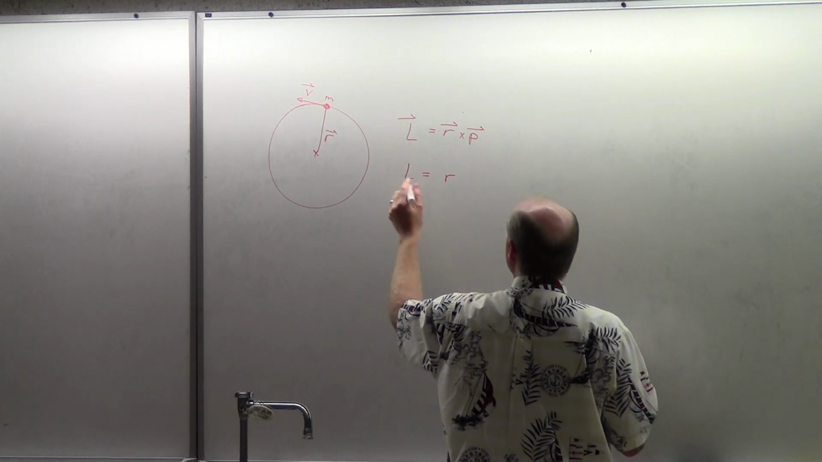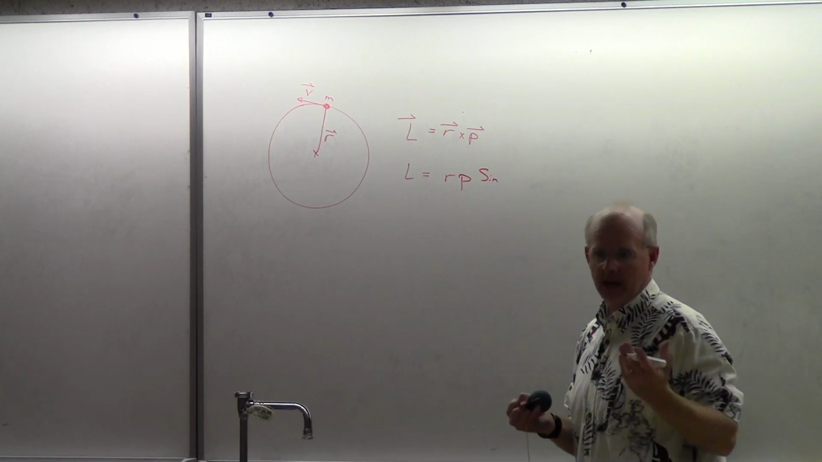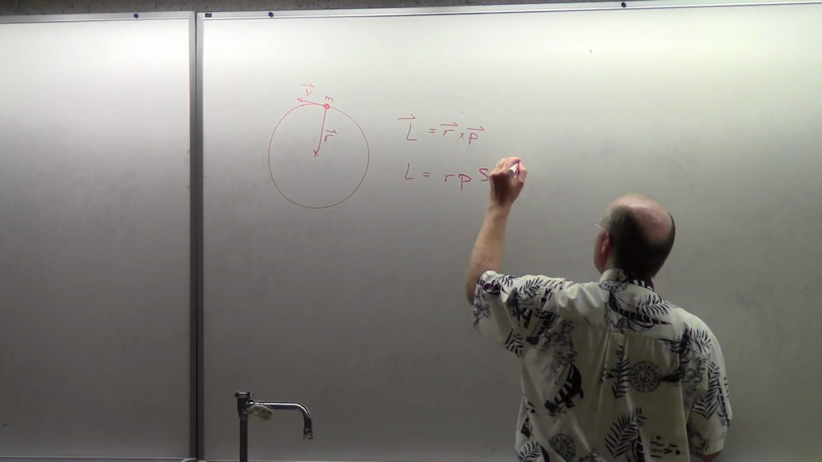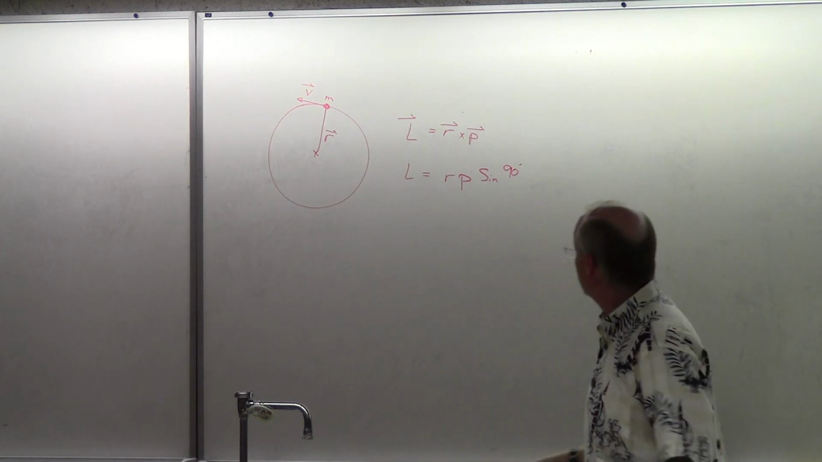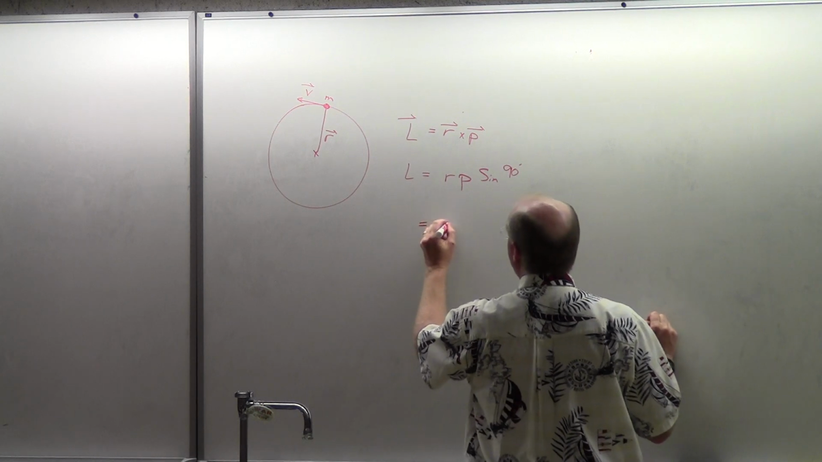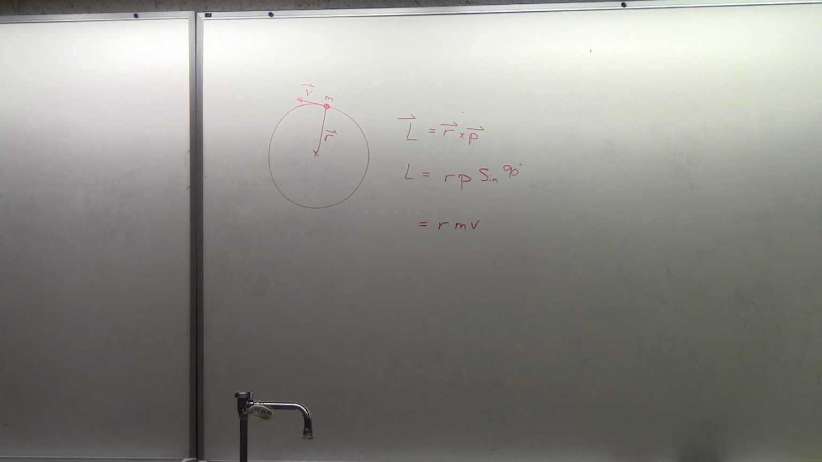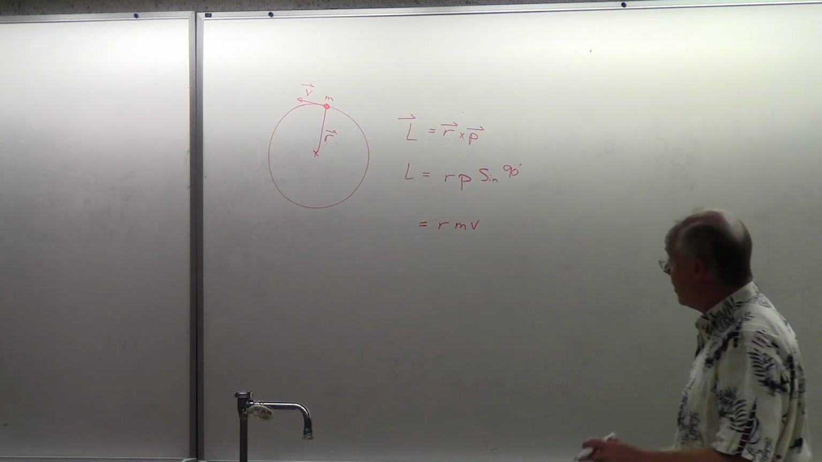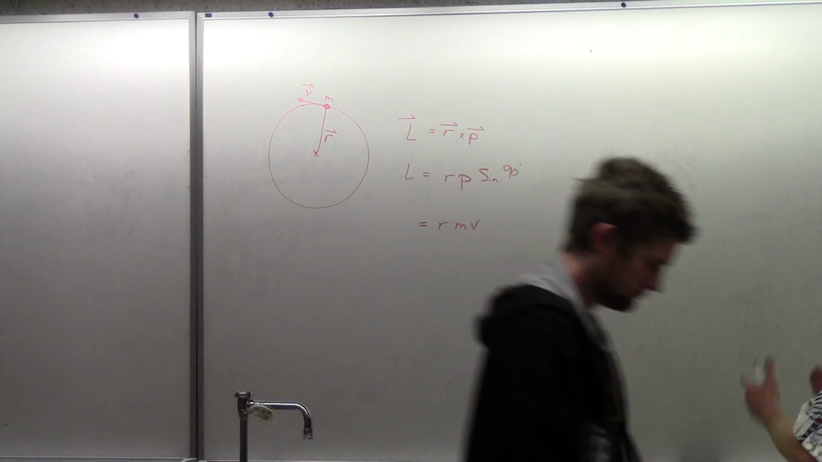And I'll just do magnitude first. There's R, there's P, and there's the sine of the angle. I picked the circle first because it's 90 degrees. And so that one's going to be easy to do, right? 90 degrees. And then I just get my R and my M and my V. So RMV is the angular momentum of something going in a circle. So a single object going in a circle, pretty straightforward. Some of you might even remember that from 102. That's the only formula we gave you in 102 for angular momentum. It's the simplest one. Single object, going in a circle, that's it.